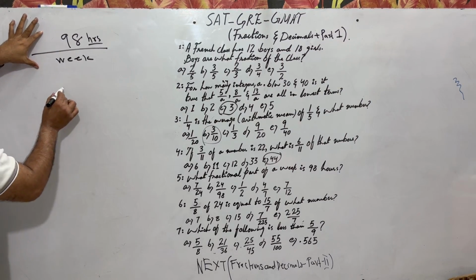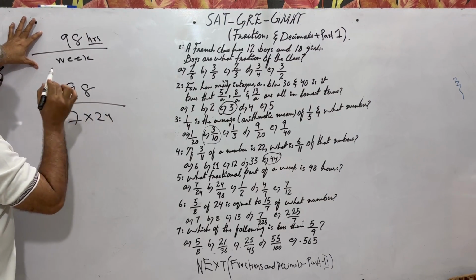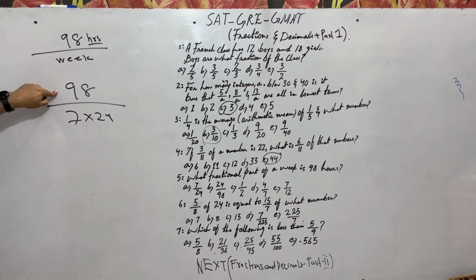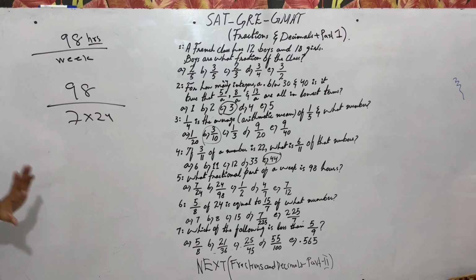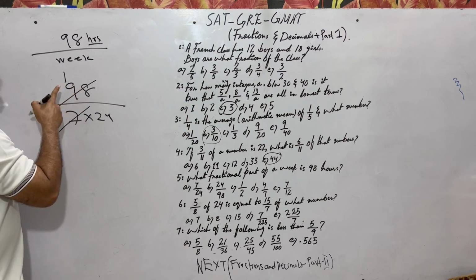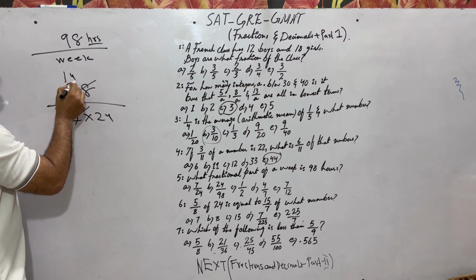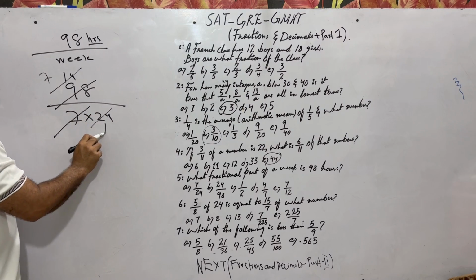Make them compatible. A week means 7 days. Each day comprises 24 hours. Now apply the table of 7. 1 times 7, 2 carry, 4 sevens are 28. Still the table of 2 is applicable. 7 times and here 12.